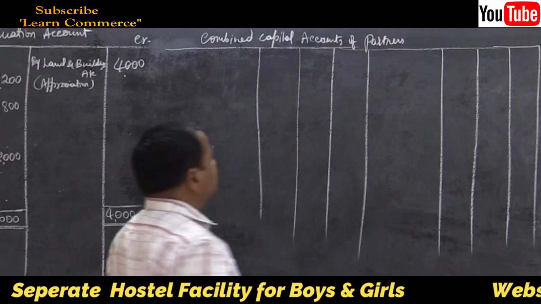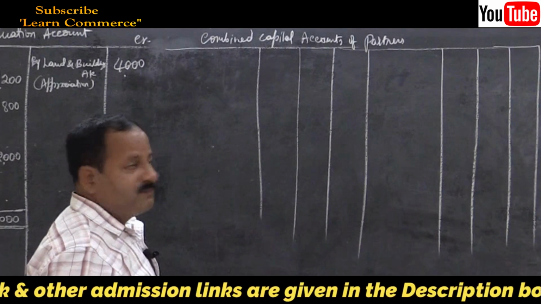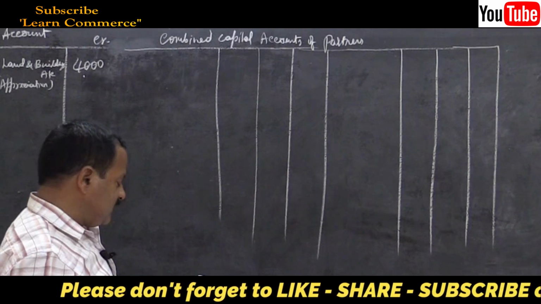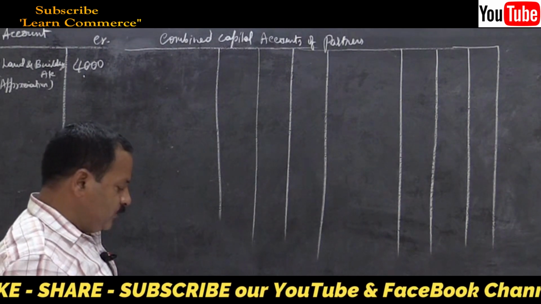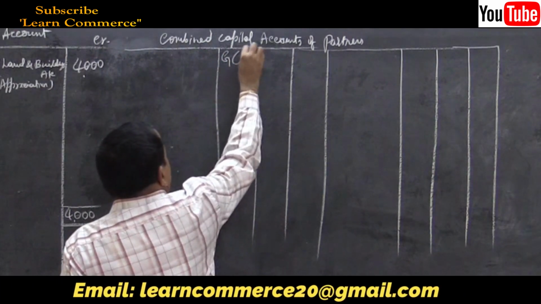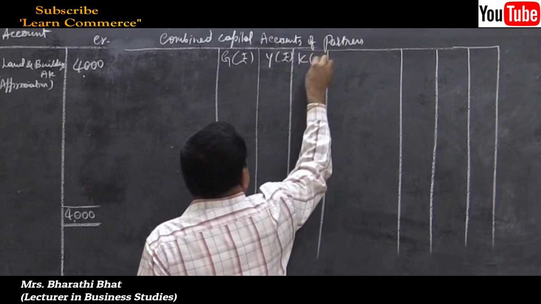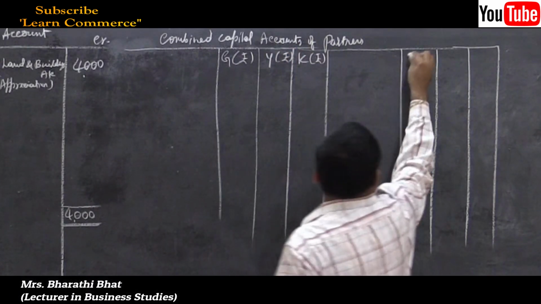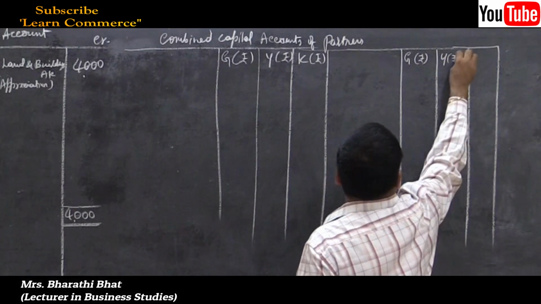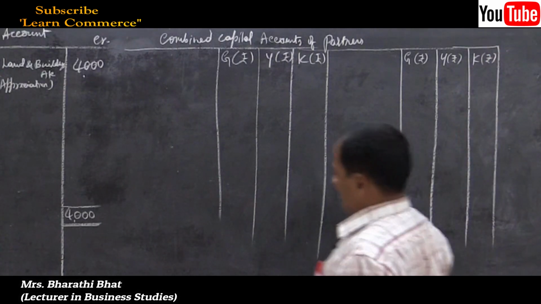Write the names with rupees, debit, credit, column headings, particulars, then the partners' names: Ganga, Yamuna and Kaveri, right? Ganga, write in full, Yamuna, and Kaveri.